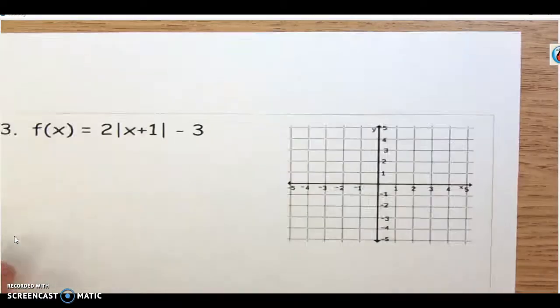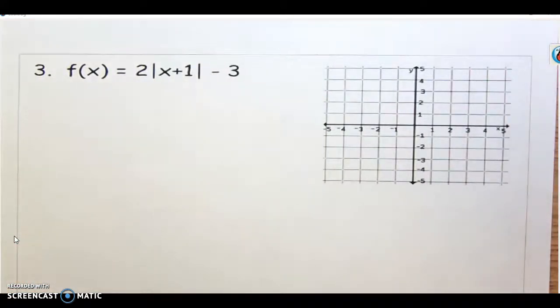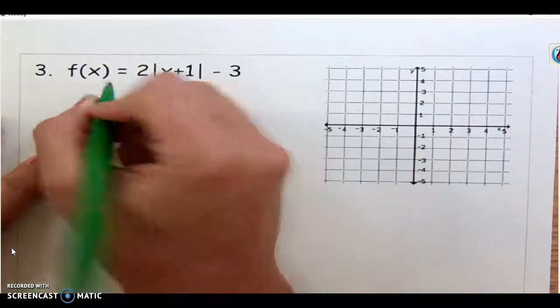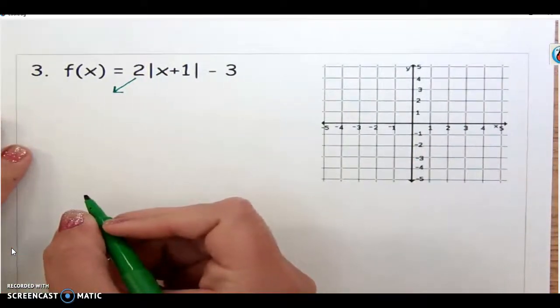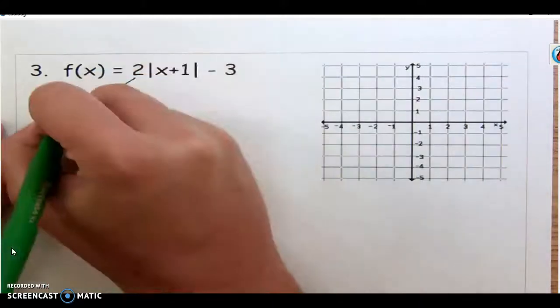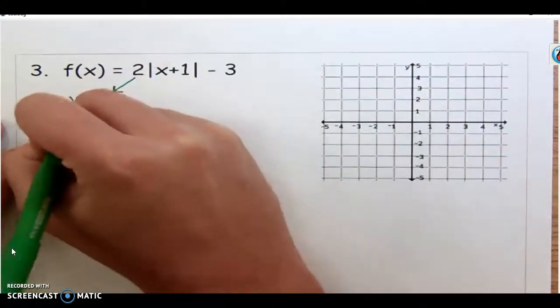So then our next one, we're going to be looking at a different parent function here. So we have 2 absolute value of x plus 1 minus 3. Now we have a lot more transformations going on here, so we're going to have to make more charts. So we're going to just talk about the transformation parts first. Because we have this 2 and it's out front, that means it's going to be either a vertical shrink or stretch. So it's going to be vertical and it's going to be a stretch because that 2 is bigger than 1.